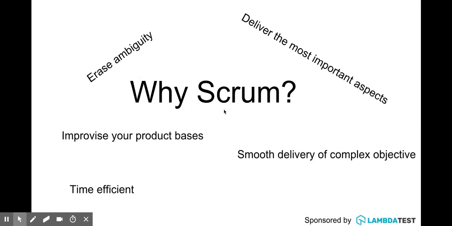So why Scrum? Okay, so Scrum helps to cope with customers' ever-changing demands by erasing ambiguity. It makes sure that you deliver the most important aspects of a product from a user's perspective. You can gradually improve your product based on the feedback from the end users, and smoothly deliver complex objectives by breaking them into granular levels.